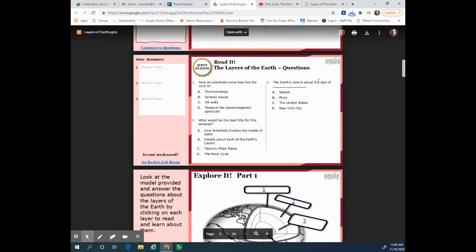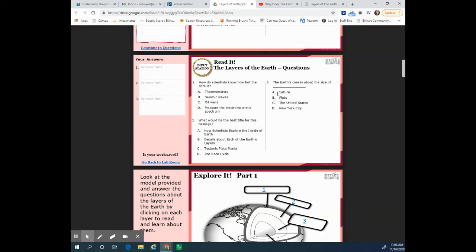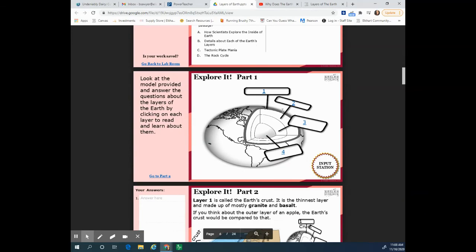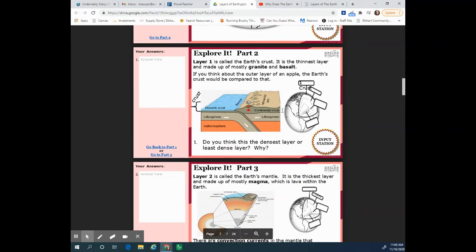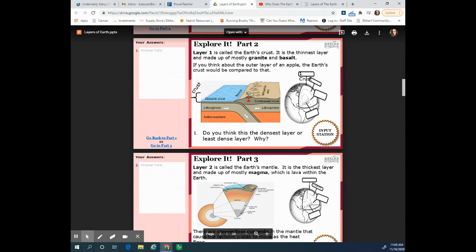Three, the Earth's core is about the size of A, Saturn. B, Pluto. C, the United States. Or D, New York City. We're going to skip that particular slide.